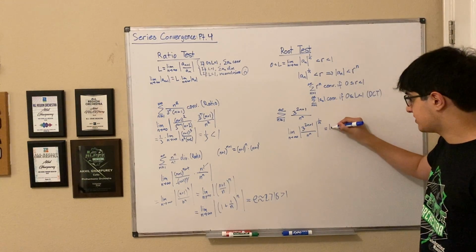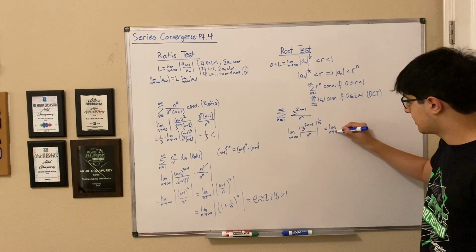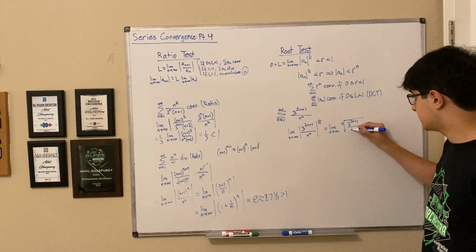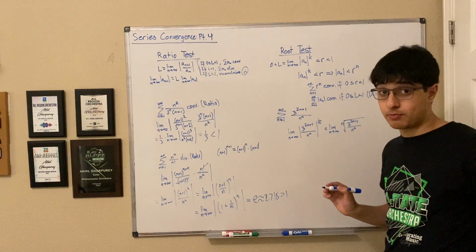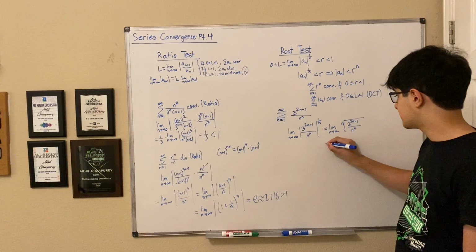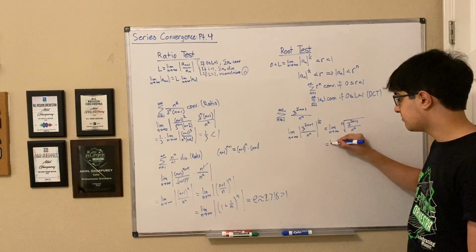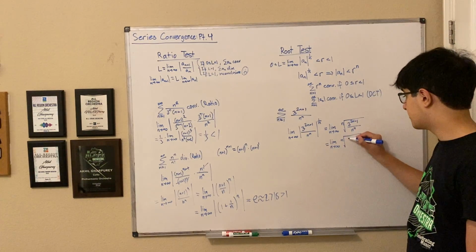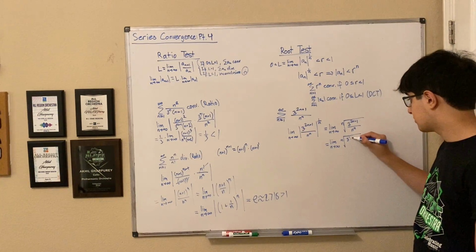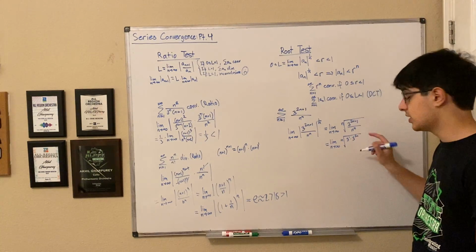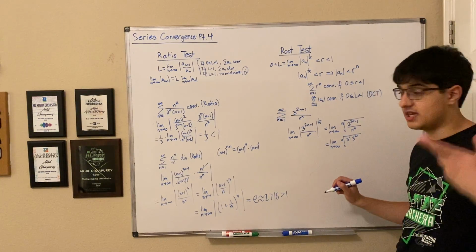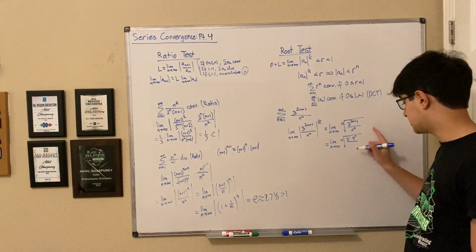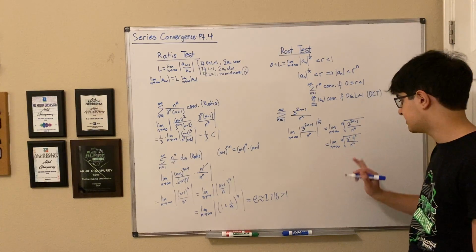Let's rewrite this just so it's a little bit easier to see. This is the same as the nth root of 3 to the 2n plus 1 divided by n to the n. Now this is where exponent properties come in handy, because 3 to the 2n plus 1 can be rewritten as 3 times 3 to the 2n, and 3 to the 2n is the same as 3 squared to the nth power. So 3 squared is 9. So this is the nth root of 3 times 9 to the n divided by n to the n.